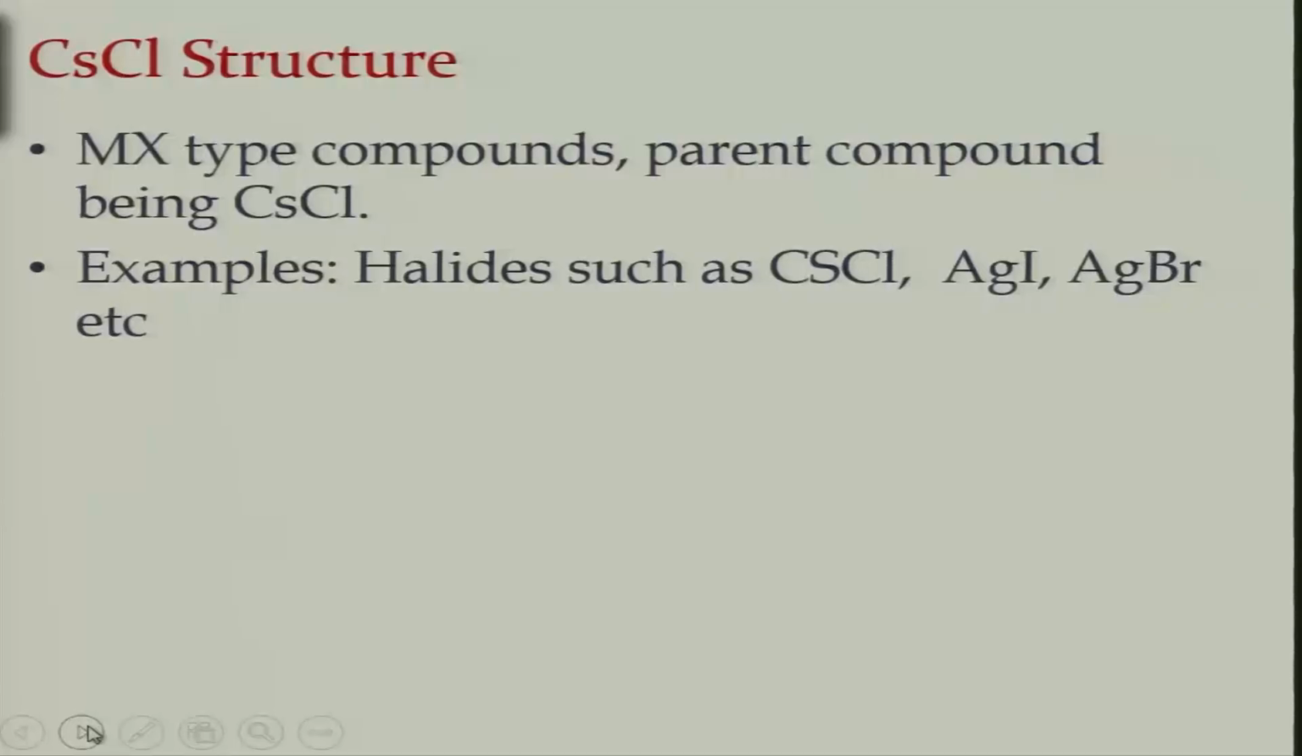There are certain other structures where the structure looks like FCC or BCC, but it's not FCC or BCC, it's based on a primitive cubic arrangement. So for example, the first one is the cesium chloride type of structure. Basically again it's an MX type of compound, 1:1 stoichiometry, and it's called the cesium chloride structure because the parent compound is cesium chloride. And there are many halides which follow this structure, such as cesium chloride itself, and then silver iodide, silver bromide, etc. All of them follow this structure.